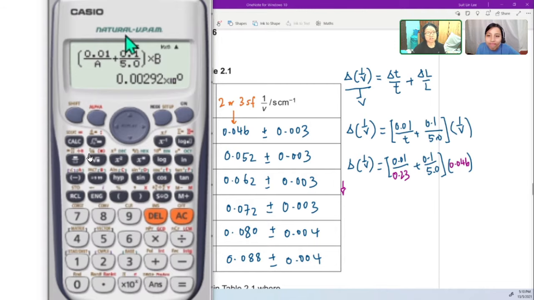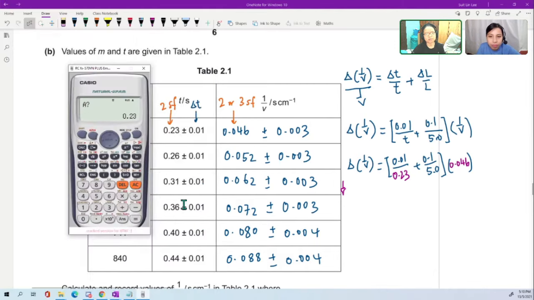So let's do another one again just for practice. Let's say I press calculate. They will ask me again what is A. I type 0.36, so A is 0.36 equal, and B is 0.072. Then I press equal. So I get this number. And then I just press the ENG mode, then Shift ENG. I'll get this one, 0.0344. So 0.0344 rounded to 1 SF is still 0.003.